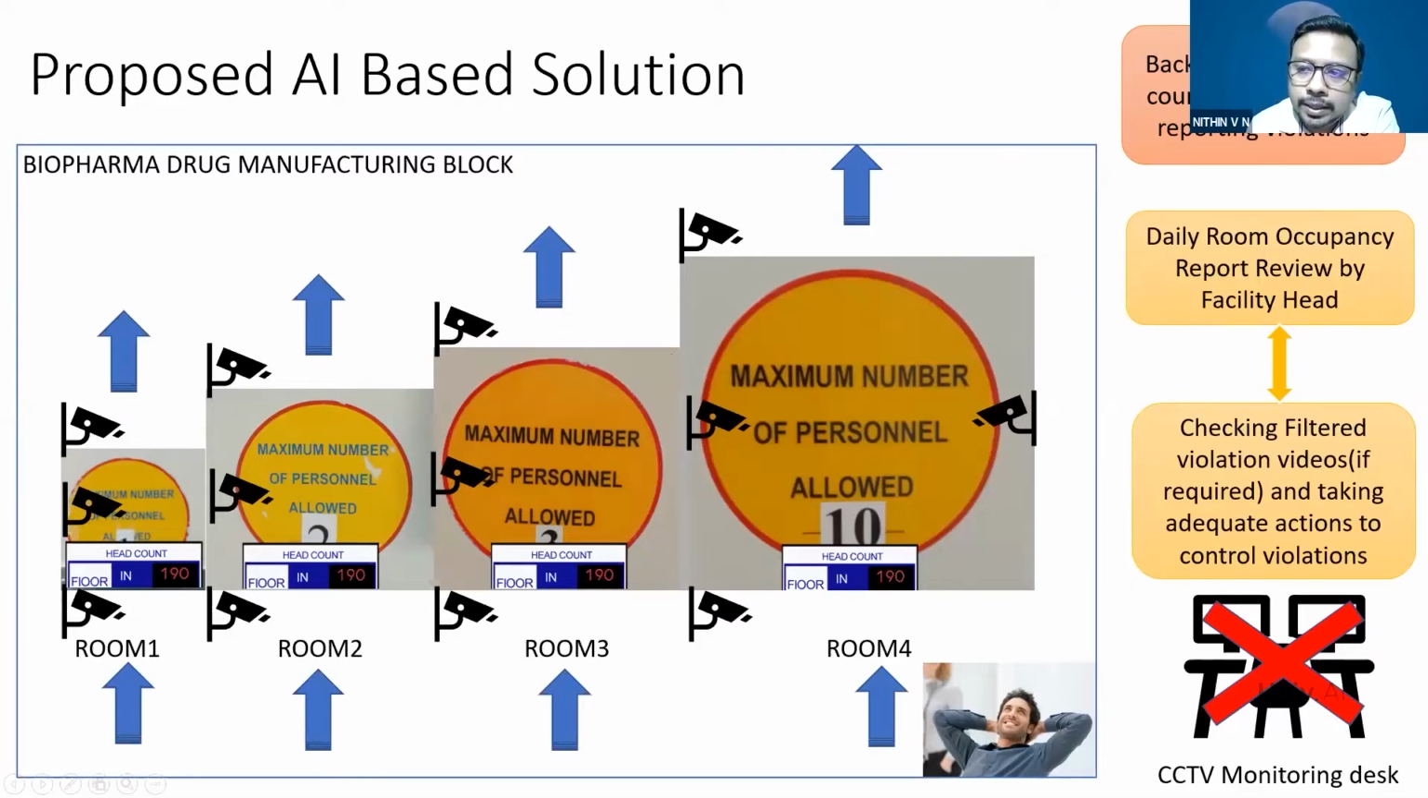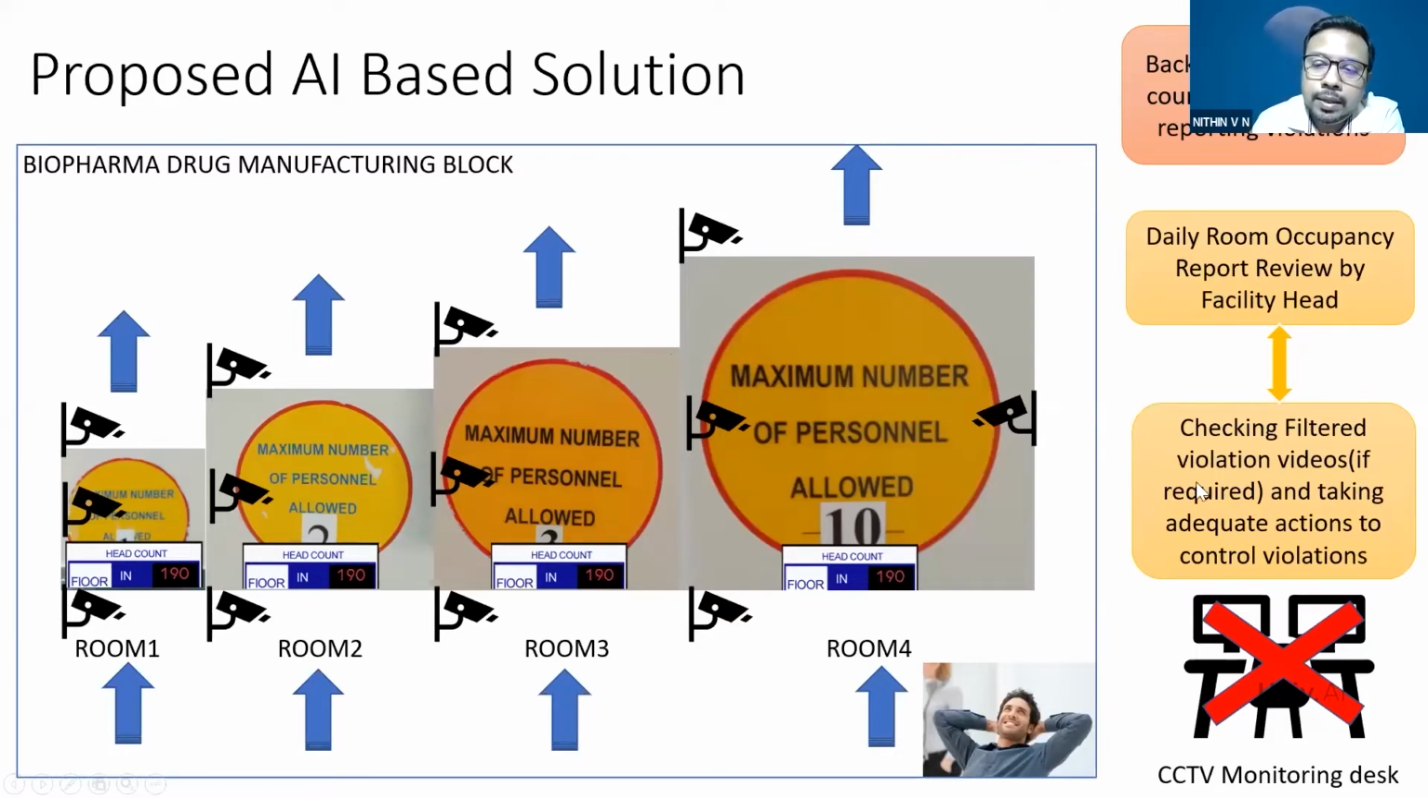What we get from the AI application is a daily room occupancy report: on a day-to-day basis, how many excursions happened in a day will be reported to the facility head at the end of the day. The facility head also doesn't have to review the video footage. He just has to see the report and say that it's all okay, or that there are some troubles he has to worry about. And if the facility head feels that some deeper investigation is required, then he can check the filtered violation videos.